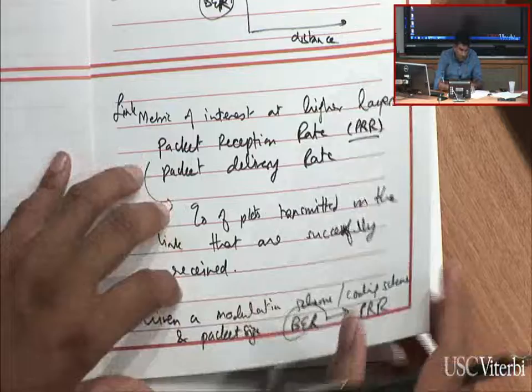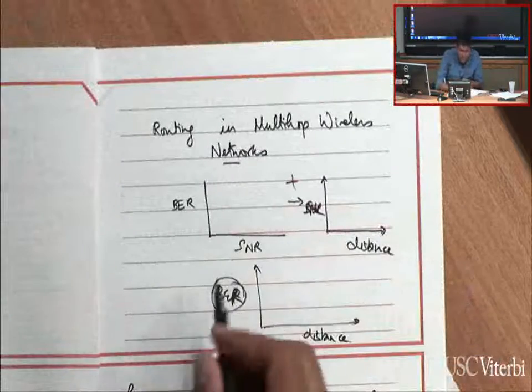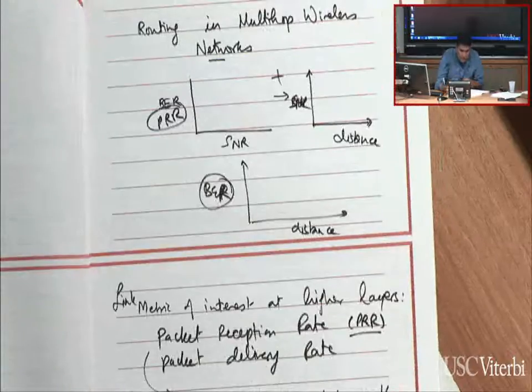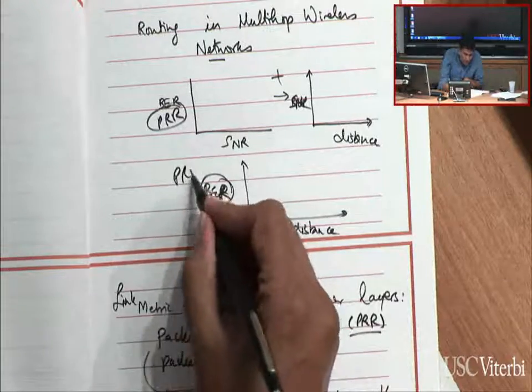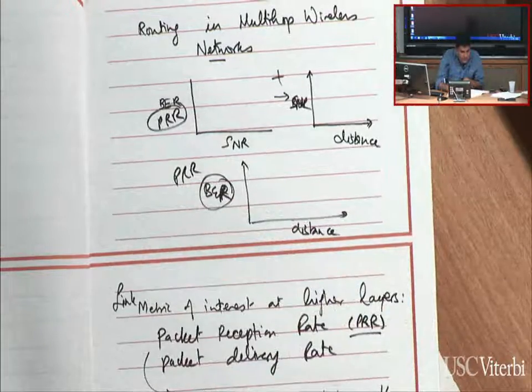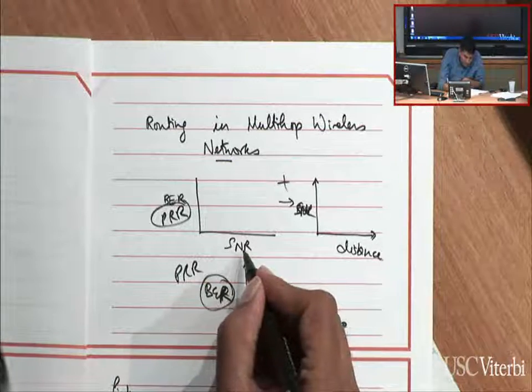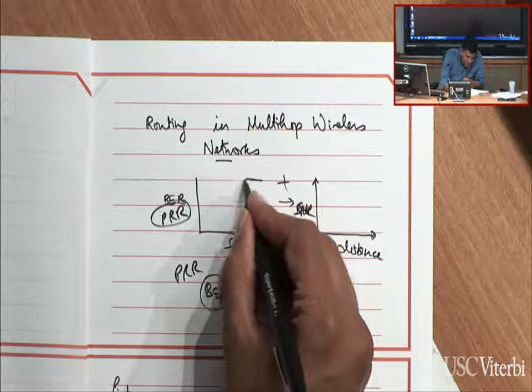Okay. And so really this type of thinking, you can also figure out what the packet reception rate would be for a given SNR, and you could plot the packet reception rate as a function of distance. Now, packet reception rate as a function of SNR, typically, there really is a threshold.